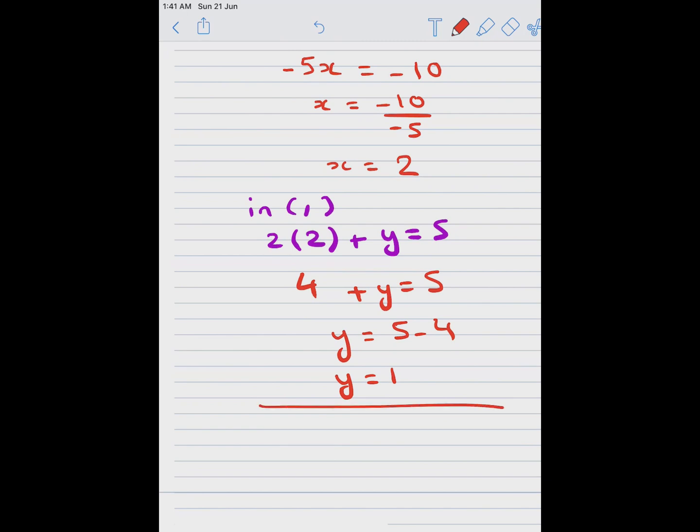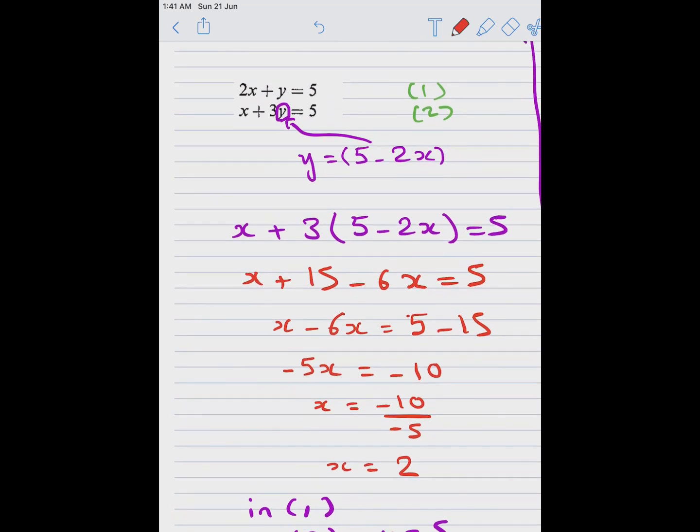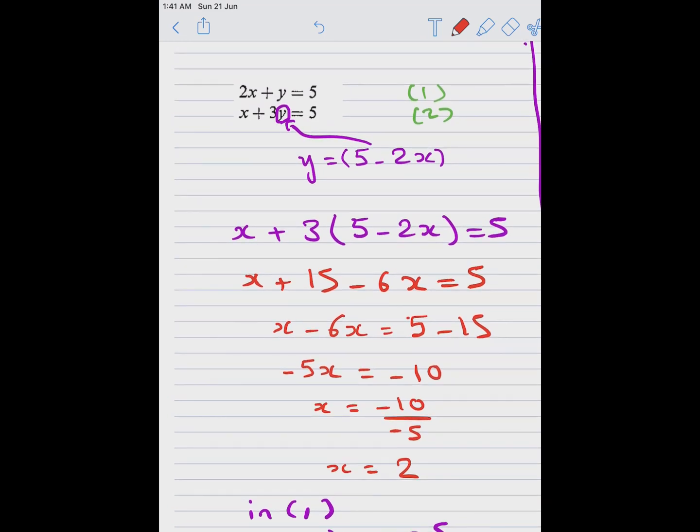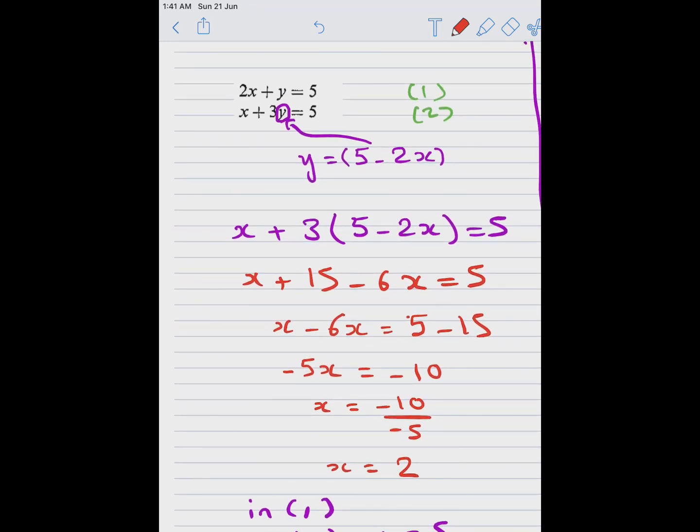So I substitute and check. Now, in an exam you don't need to show your substitution, but you need to calculate it. For example, in the first equation, 2x plus y, the x is 2 and the y is 1. So I multiply 2 times 2 plus 1. Is it equal to 5? Yes, so it is correct for equation 1.